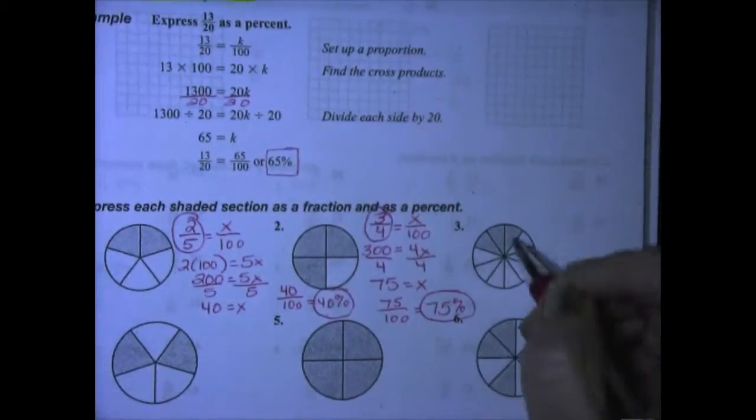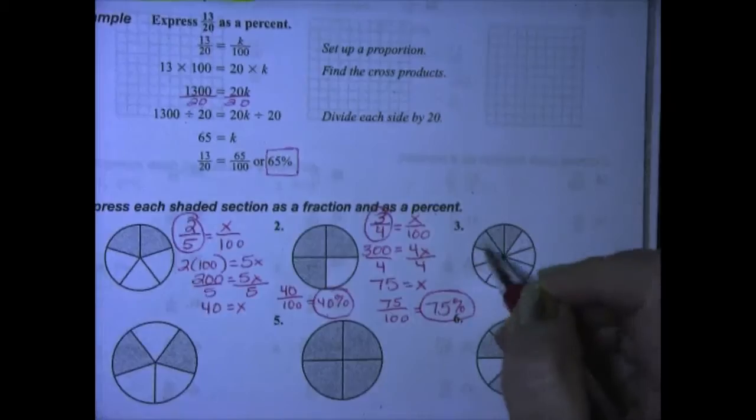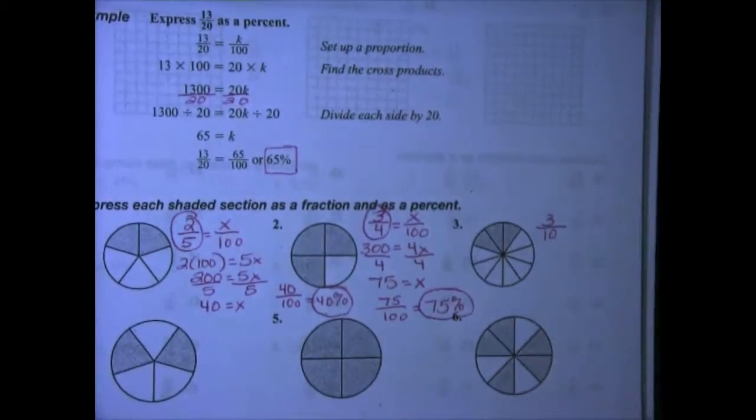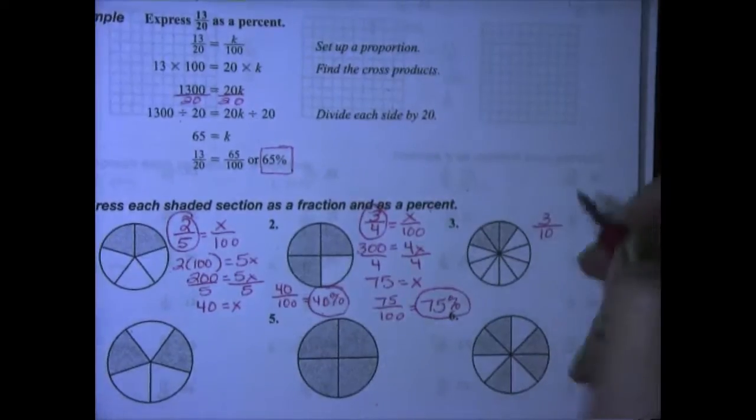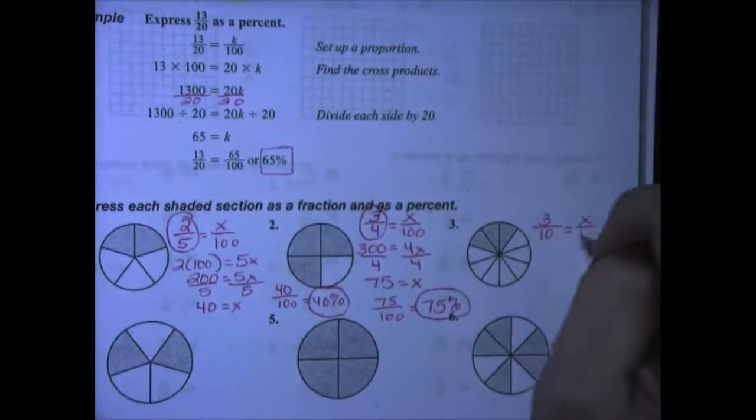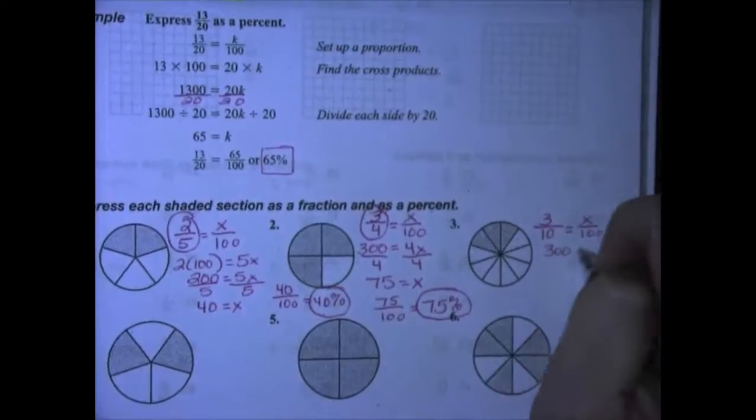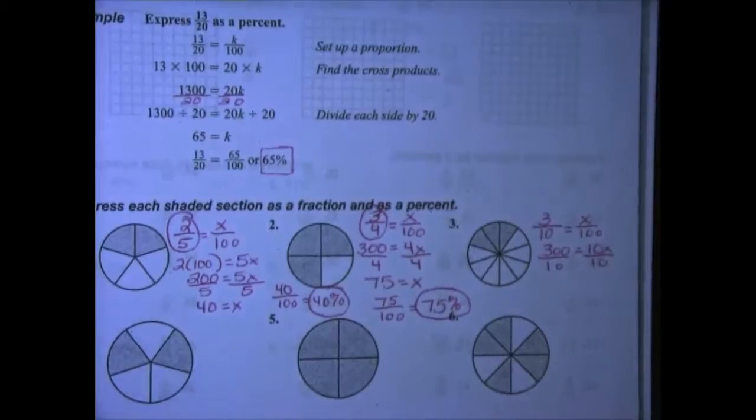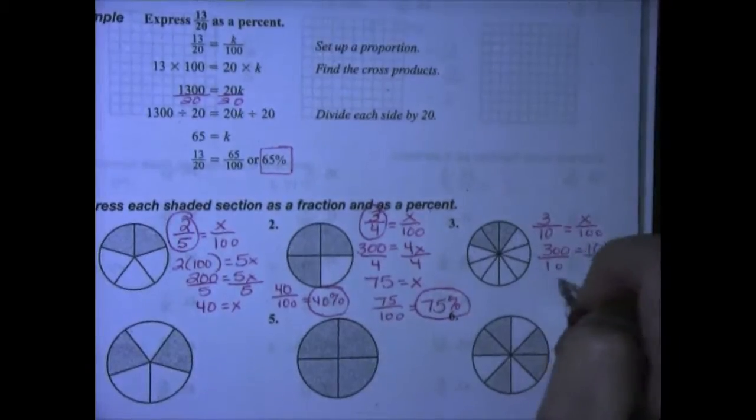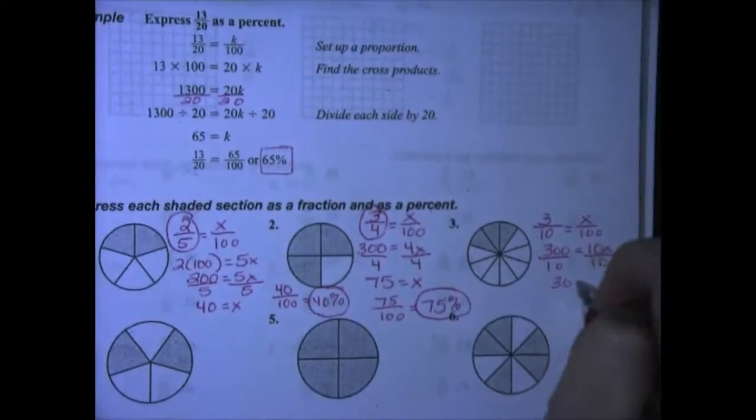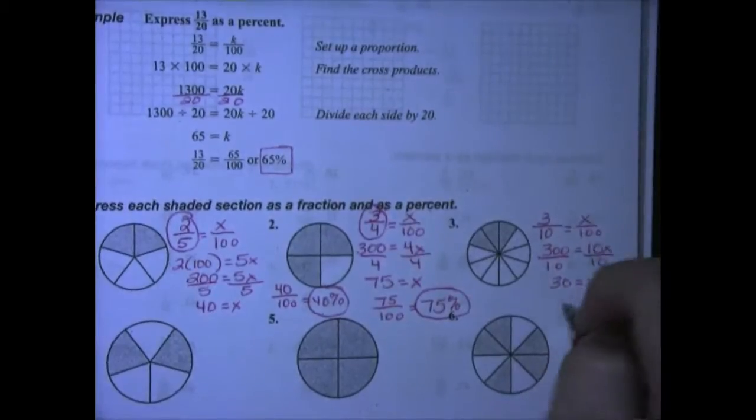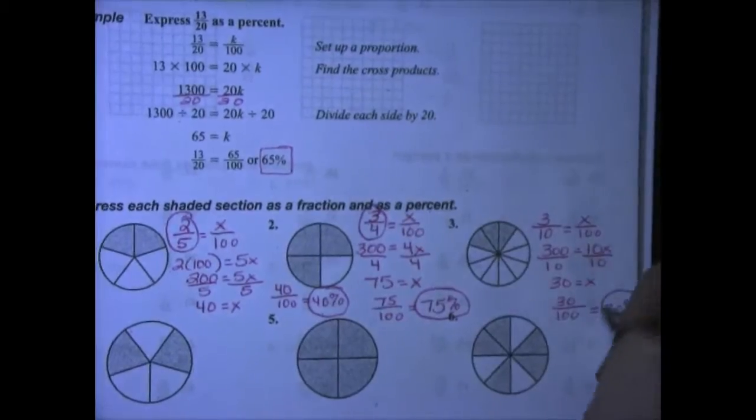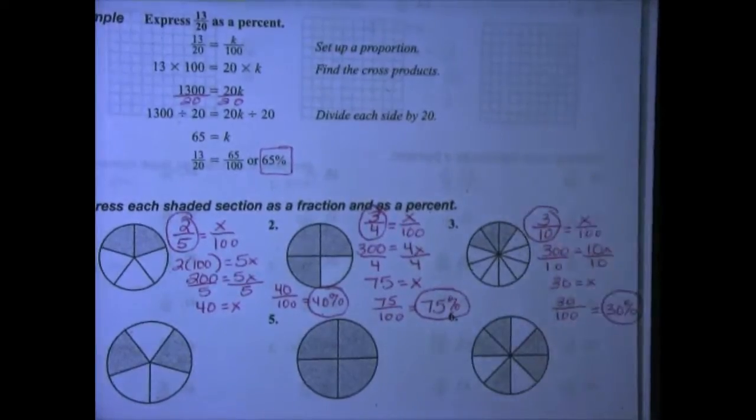So for the next one, we have 1, 2, 3, 4, 5, 6, 7, 8, 9, 10 parts, and 3 of them are shaded. Well, we should know that 3/10 is 30%, but we're going to work it out anyway. 3/10 equals x over 100. 300 equals 10x. Divide both sides by 10 because we're just solving equations. I told you we are not going to get away from solving equations. 300 divided by 10 is 30. So if x equals 30, then we've got 30 over 100, and that becomes 30%. So 30%, 3/10.